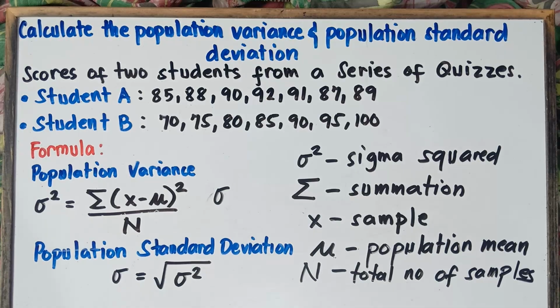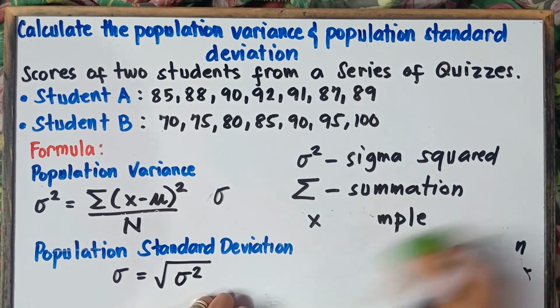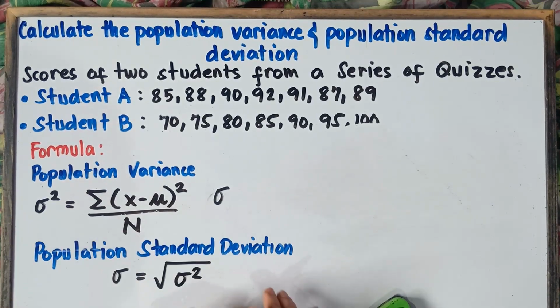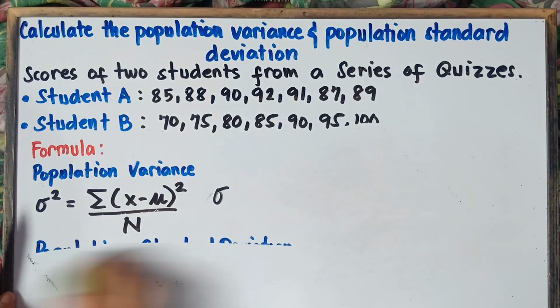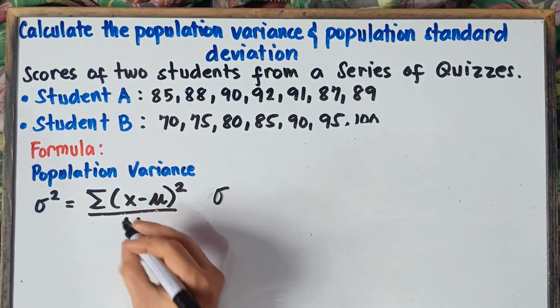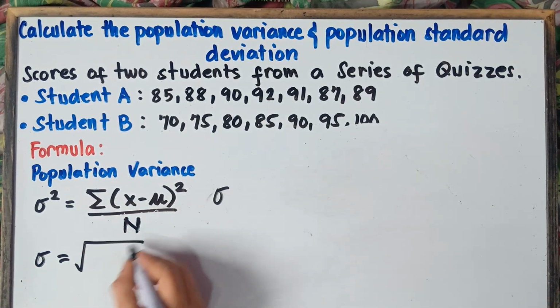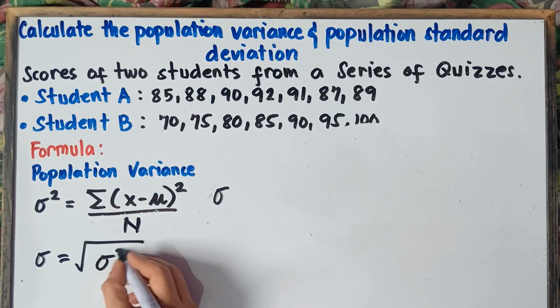Alright, so let's do it step by step. Let's start with student A. Let me just erase this one, class, we don't have enough space. So once again, the formula: population standard deviation is equal to the square root of the population variance.